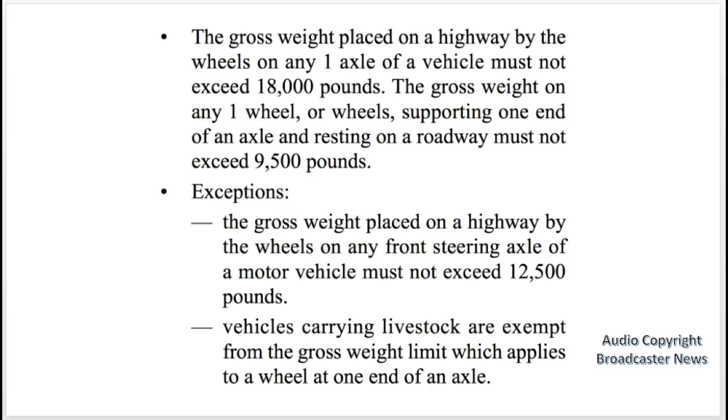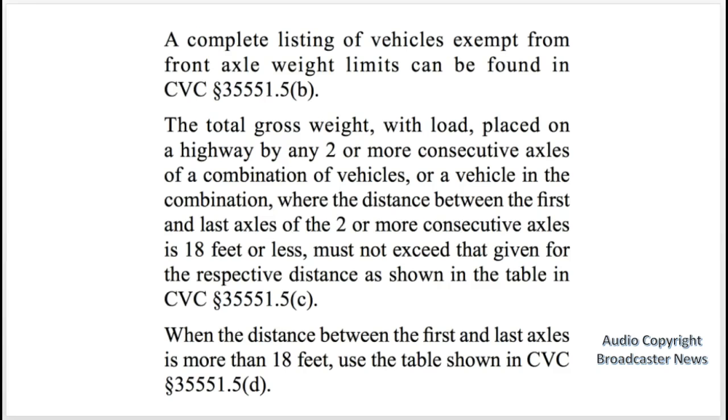Some exceptions. The gross weight placed on a highway by the wheels on any front steering axle of a motor vehicle must not exceed 12,500 pounds. Vehicles carrying livestock are exempt from the gross weight limit which applies to a wheel at one end of an axle. A complete listing of vehicles exempt from front axle weight limits can be found in CVC 35551.5(b).